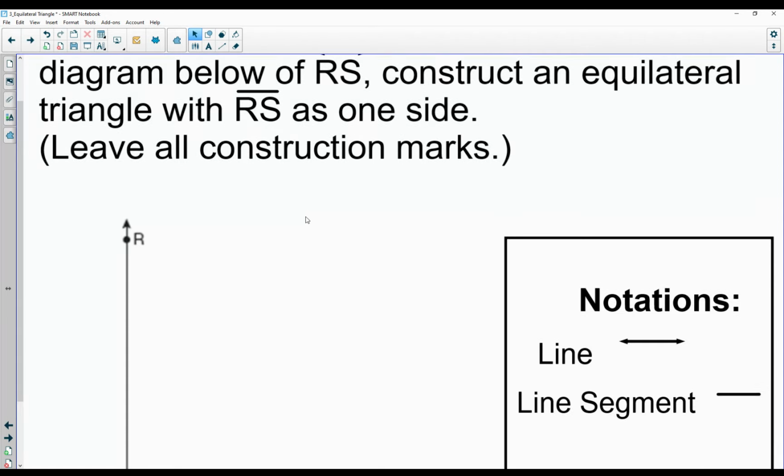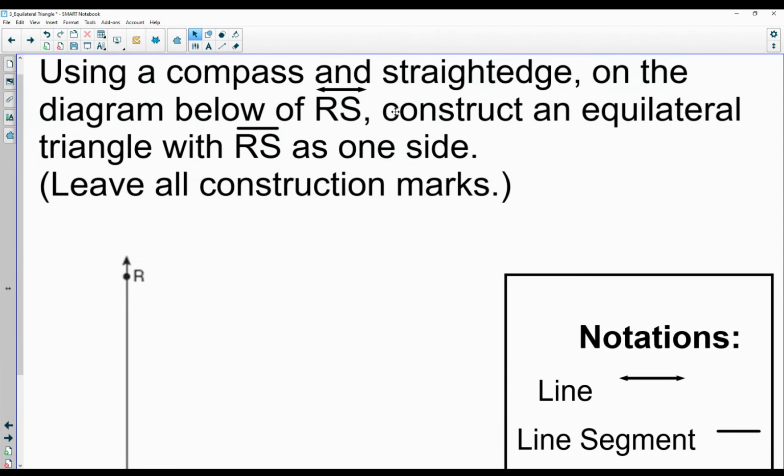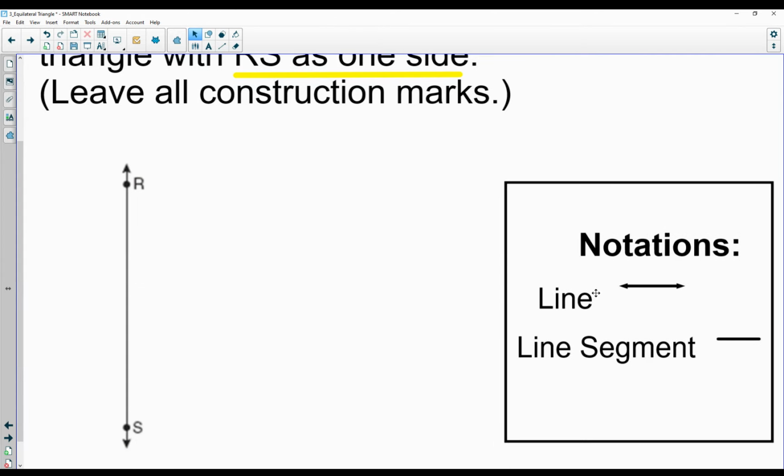So if you're given a side, and it says construct the equilateral triangle using segment RS as a side, that means that your construction should be on RS. And notice the difference in notation. This has 2 arrows at the end, so that means that it's a line. This has just a segment, so that's segment RS. Off to the right, we have the notation. A line has 2 arrows with the letters underneath. A segment has just a dash with endpoints, and then RS. It's understood there are endpoints here, even though you don't see points at the end.